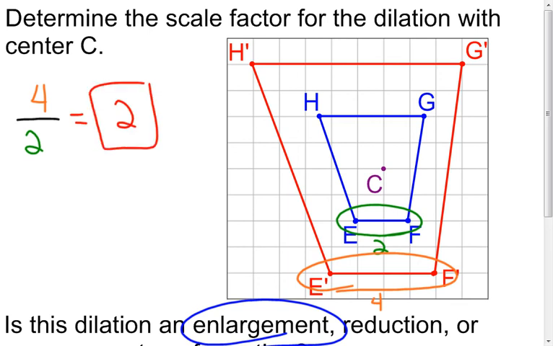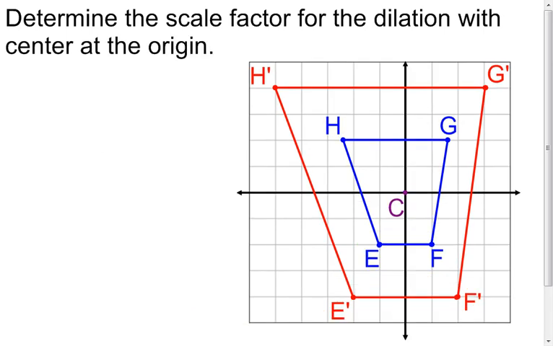So the red is twice as big as the blue, or all the points on the red quadrilateral are twice as far away from the center as the points on the blue. So for the most part, it's pretty much the same figure, but this time I put it on the coordinate grid, and I'm going to let C, the center of dilation, be the origin. And I want to figure out the scale factor this way.